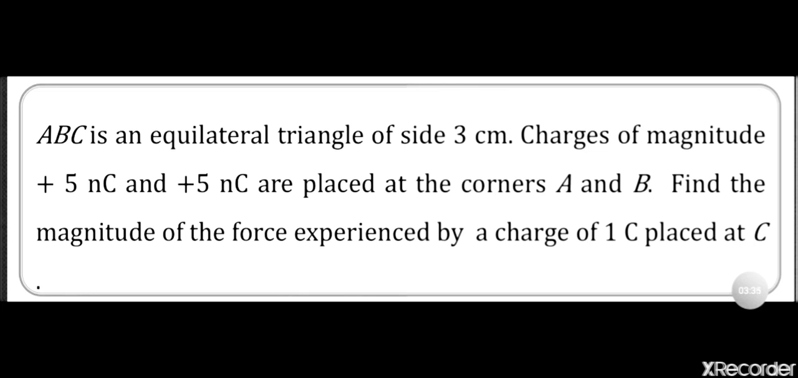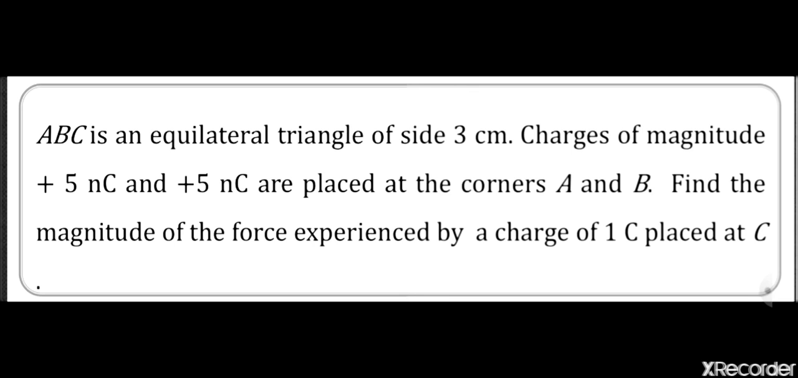Now the second problem. ABC is an equilateral triangle of side 3 centimeter. Charges of magnitude plus 5 nanocoulomb and plus 5 nanocoulomb are placed at the corners A and B. Find the magnitude of the force experienced by a charge of 1 coulomb placed at C.